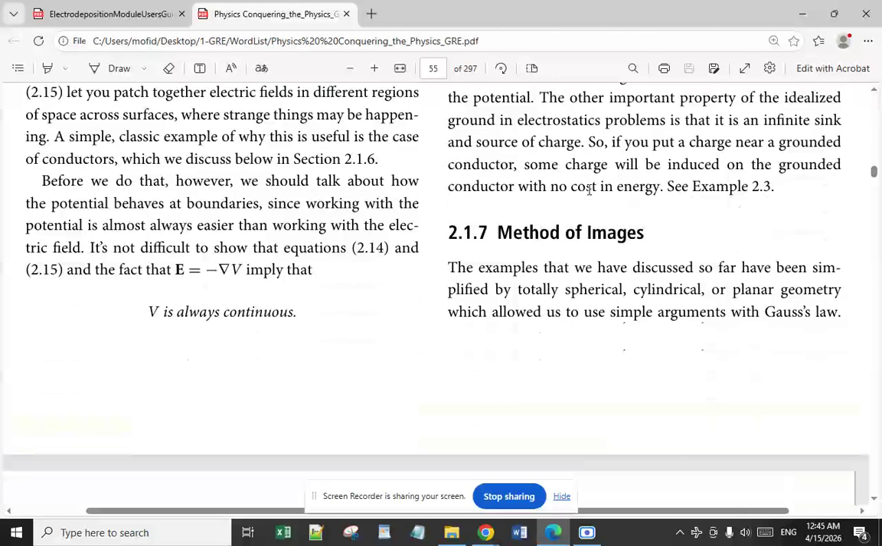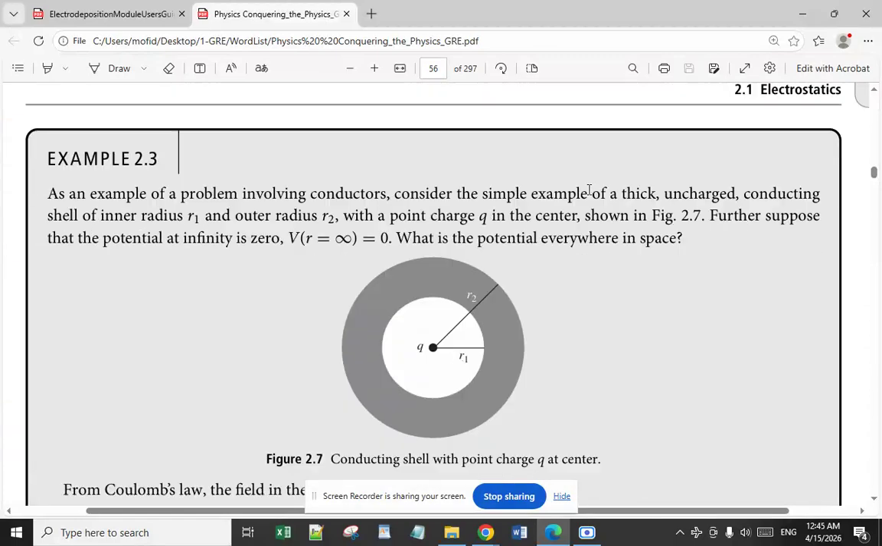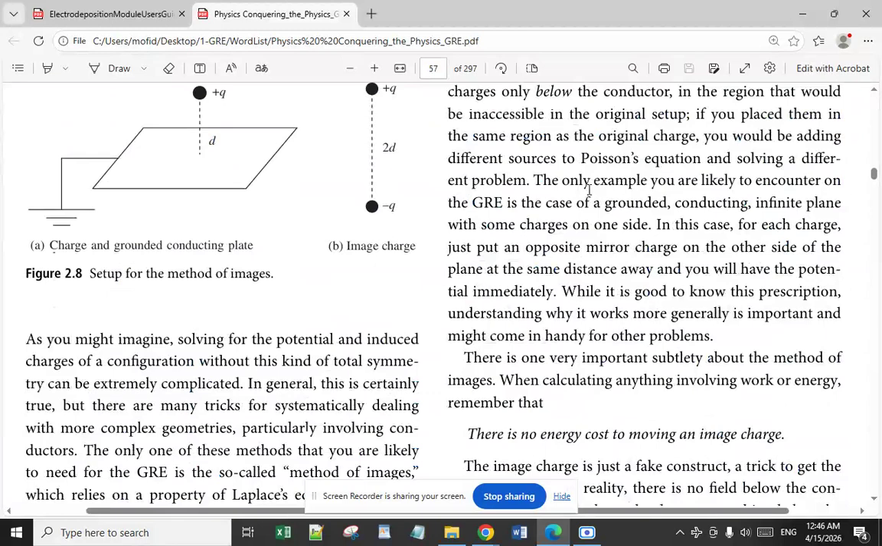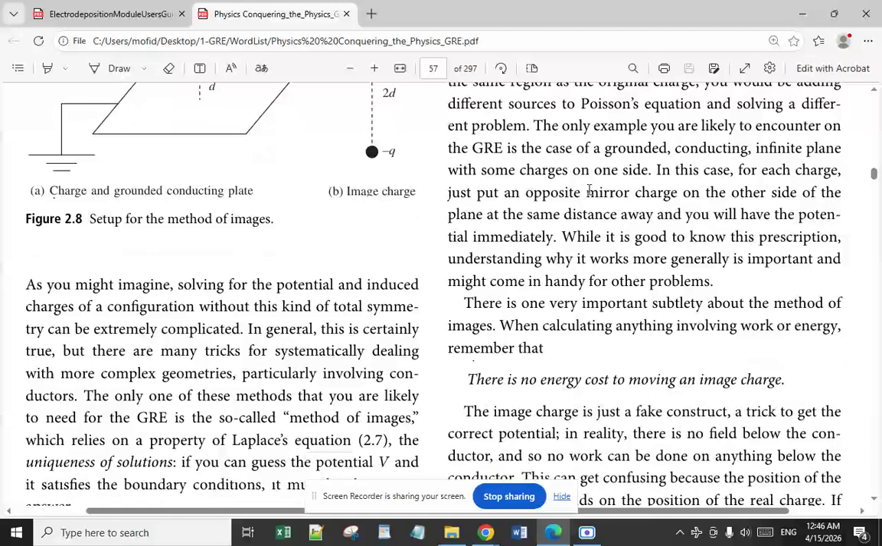Now I want to go through section 2.1.7, the method of images. The examples that we have discussed so far have been simplified by totally spherical, cylindrical, or planar geometry, which allows us to use simple arguments with Gauss's law. Figure 2.8 illustrates the setup for the method of images.